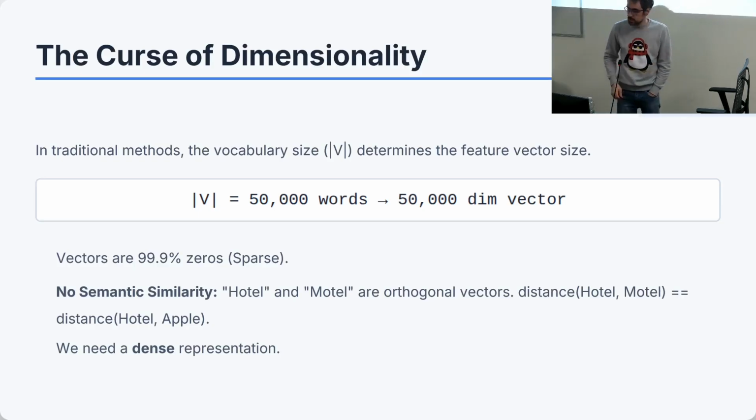Other issues that we already mentioned: you have no notion of semantic similarity. With one-hot encoding, you have basically nothing. With TF-IDF, at most, you have some notion of relevance. With n-grams, at most, you have some notion of order and or context. But you still don't have a usable representation of meaning, okay?